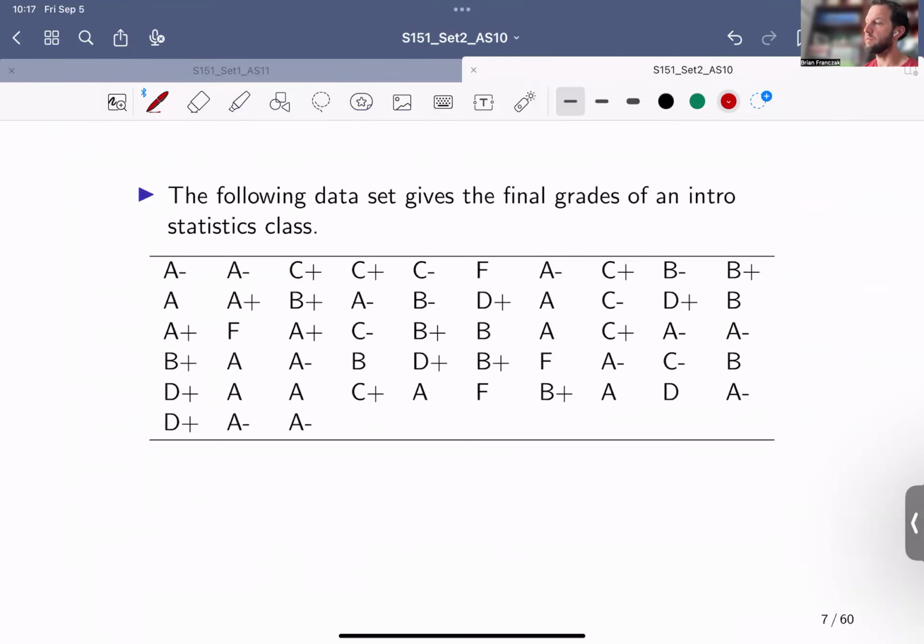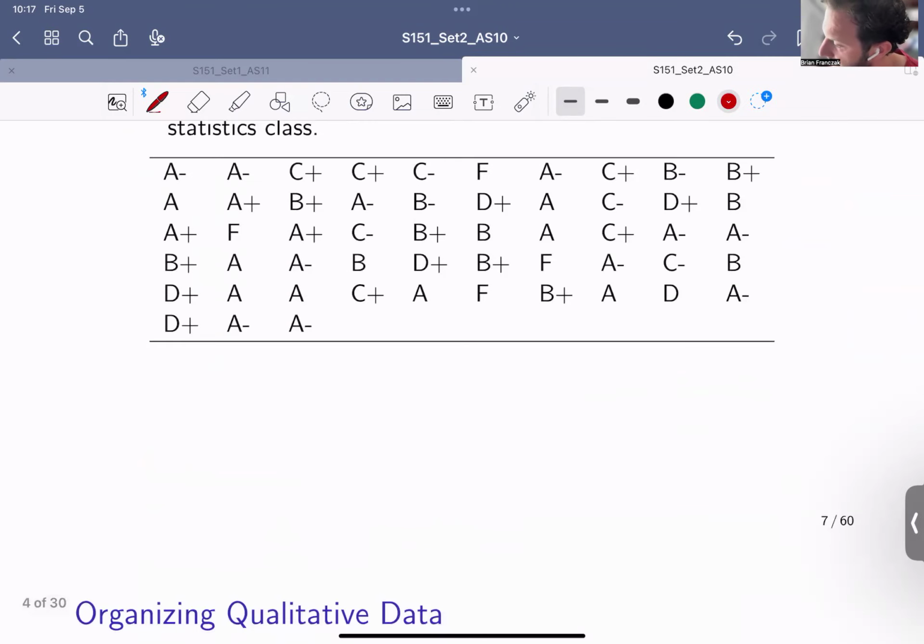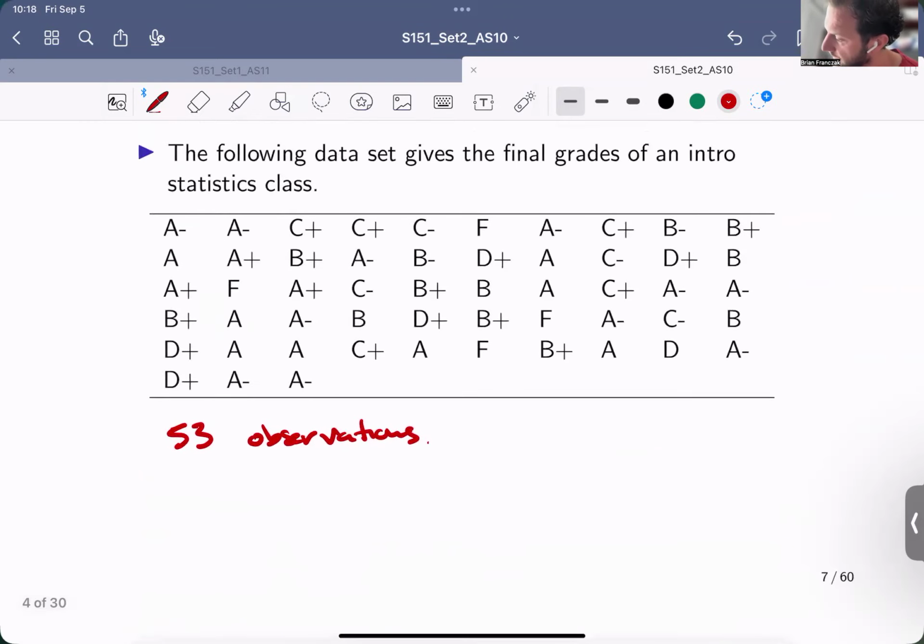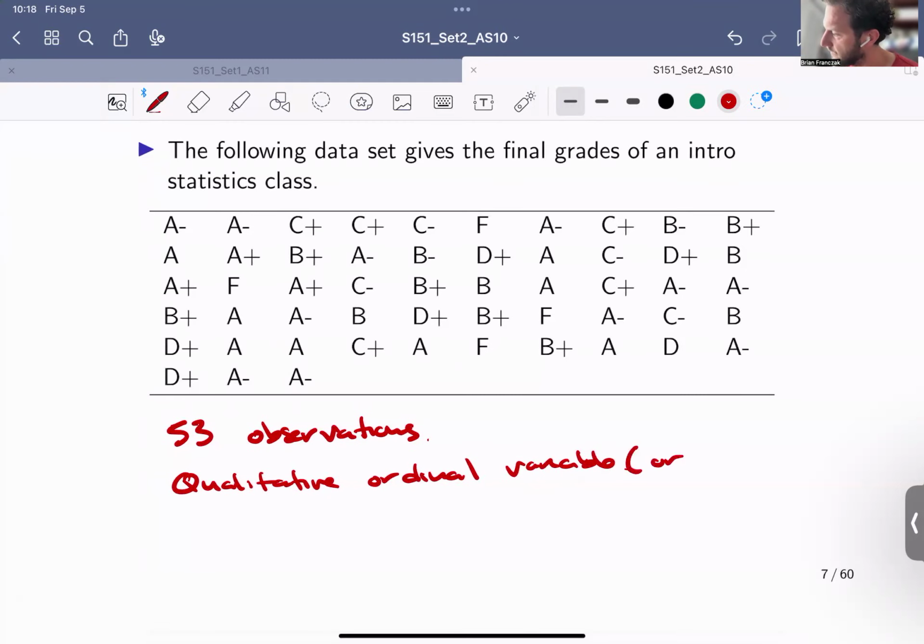Okay, so for example, here we have a qualitative data set. So this data set gives the final grades for an introductory statistics class. In this data set, we have 53 values. Okay, so here we have 53 observations. And as mentioned before, we have a qualitative ordinal variable or data. You can think of this either way.